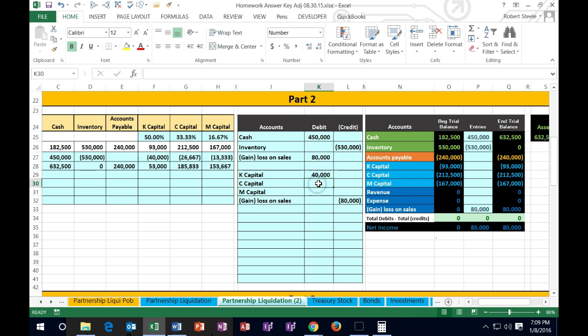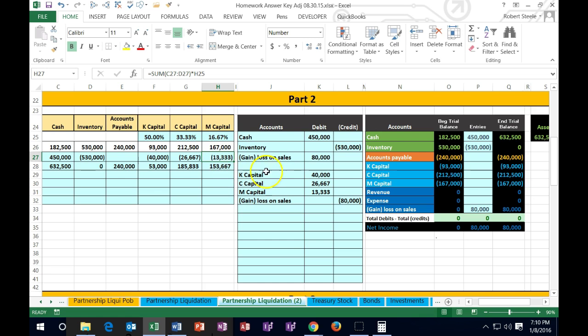So then we're going to do the same thing for C. I'm going to say negative instead of equal to take that 80,000 and flip the sign times, and then we'll point to C's capital balance. The 33.33, that'll give us the same 26,667 we had here. Note then, again, that because we multiplied it times this cell, it's going to be slightly different than if we just multiplied it times 0.3333 because of rounding. We're going to do the same thing for M. I'm going to say M is a negative of this 80,000 times, and then we're going to point to M's capital account, this 1667, and enter, and that gives us our 13,333, which matches this number here.